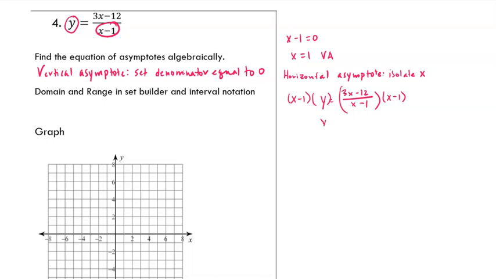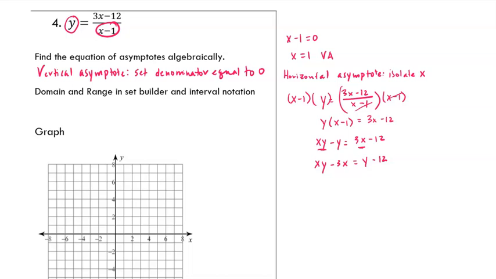So we have y times x minus 1. That'll cross this out and that out. So we get 3x minus 12. Distribute the y: xy minus y equals 3x minus 12. Let's go ahead and group the x's together. So xy minus 3x equals y minus 12.